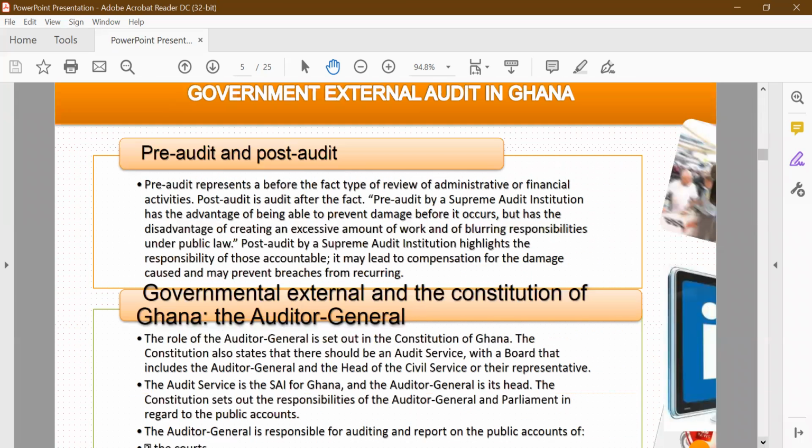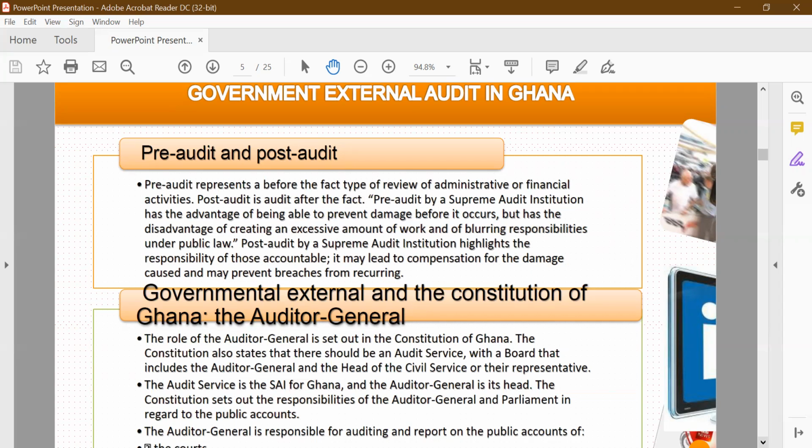We are still on government external audit in Ghana. Now let's look at the concept of pre-audit and post-audit. Pre-audit represents a before-the-fact type of review of administrative or financial activities. So pre means before, right? So you are looking at before-the-fact audit. Now when we talk about post-audit, it's basically auditing after the fact. So pre-audit, auditing before the fact. Post-audit, auditing after the fact. Right? So post-audit, something has happened, and then now you go after that to audit.